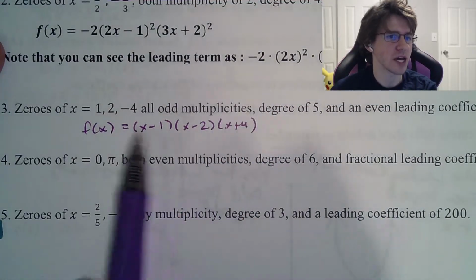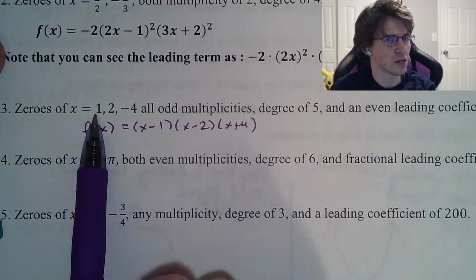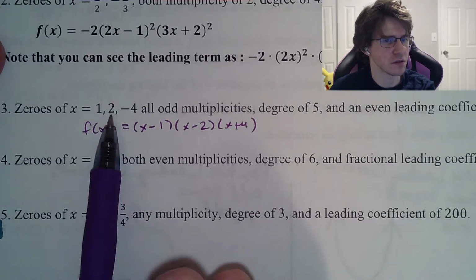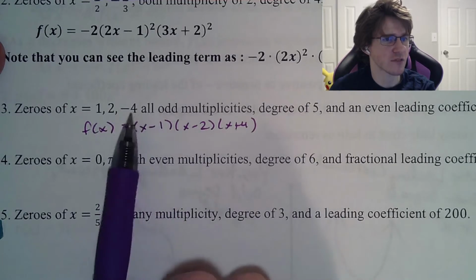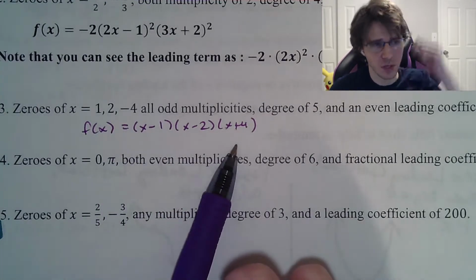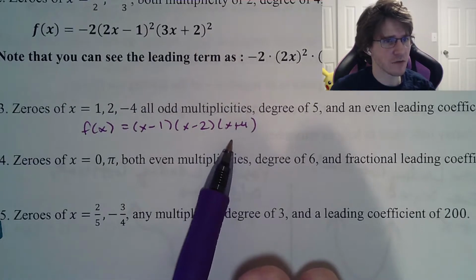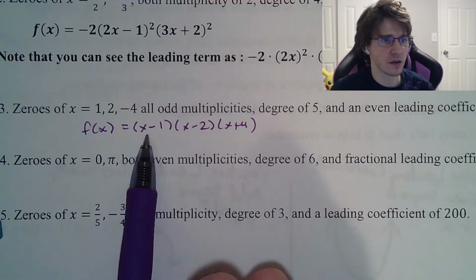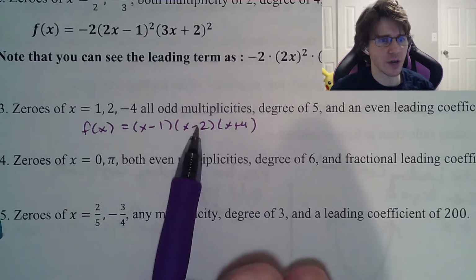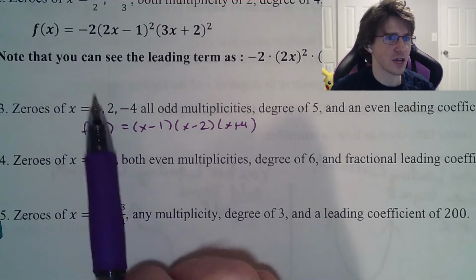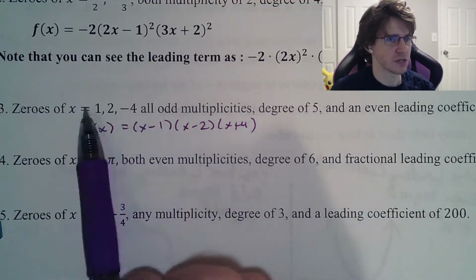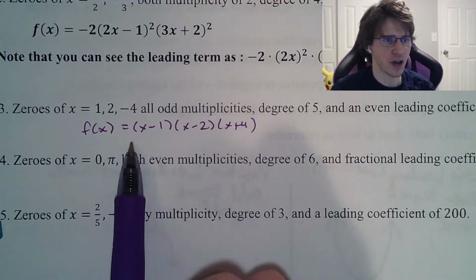The reasoning why I did that is that if x is equal to 1, minus 1 is the factor. If x is equal to 2, minus 2 is the factor. If x is equal to negative 4, positive 4 is the factor. Concept of the definition: if I plugged in 1, I would get 1 minus 1. That's 0. If I plugged in 2, I would get 2 minus 2. That's 0. If I plug in negative 4, I get 0. Concept is, plug these in, you get 0. The opposite version is the factor.